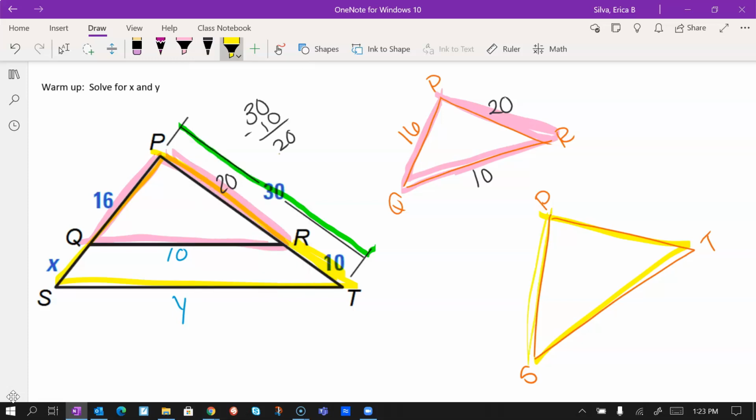All right, now let's look at the large triangle. Let's look at ST. And I'm sorry, SP. If we look at SP, what is the distance from S? 26? Okay, I'm glad you said that. Why do you think it's 26? What did you do to get 26?